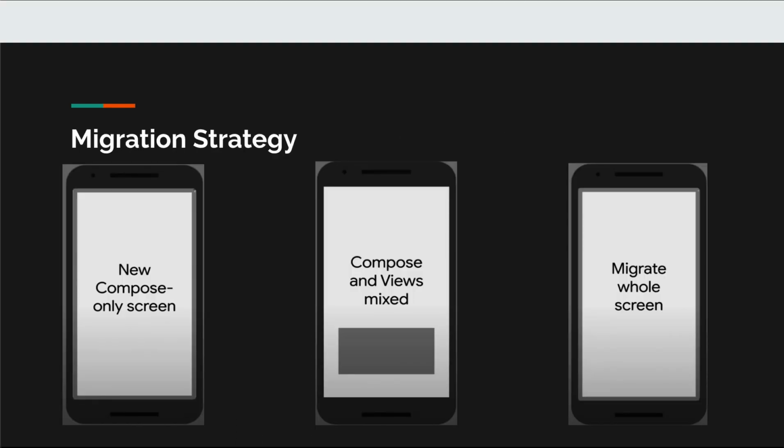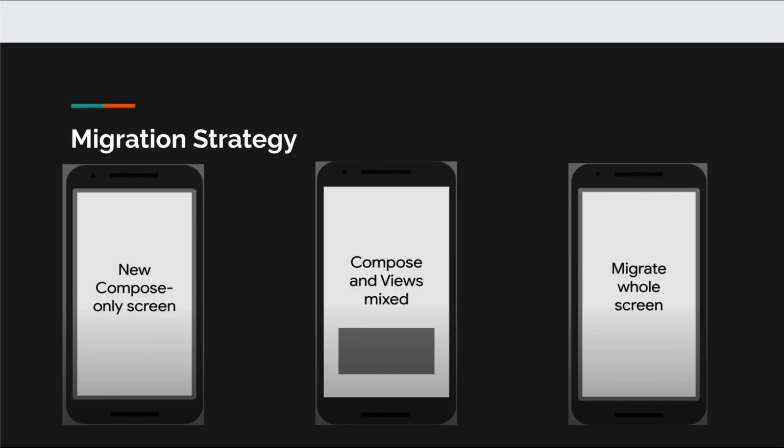Now, as we know that Android view system and Jetpack Compose can coexist, we can take three approaches for gradual migration. New Compose only screen. This will be a common approach for adopting it in a new feature. In this case, Compose code will interact with view system at the edges.